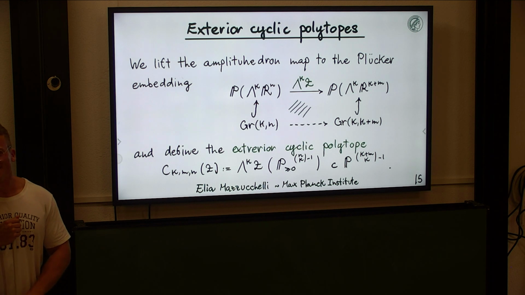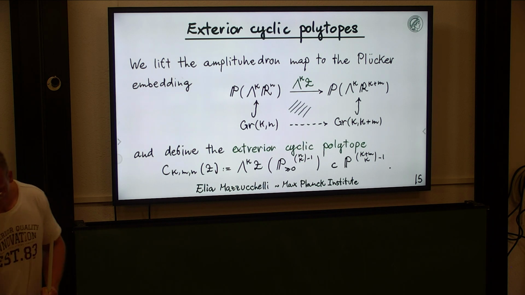No, it actually depends. Even in the cases where we know that the combinatorial type of the amplituhedron is independent of Z, the exterior cyclic polytope instead depends on Z.